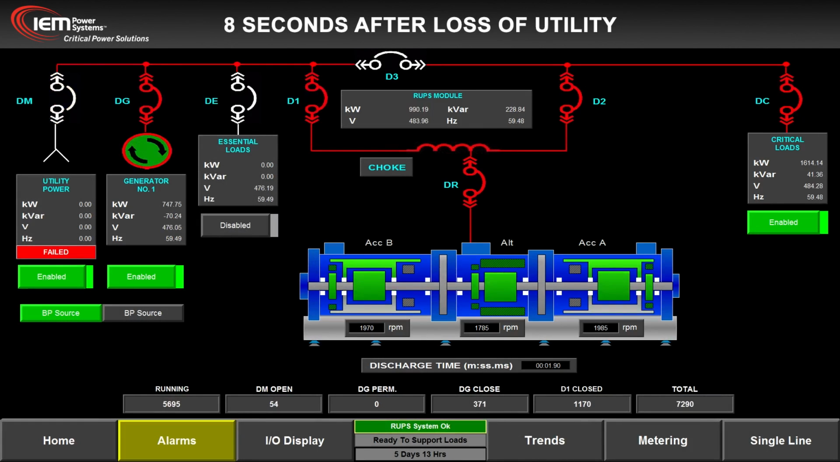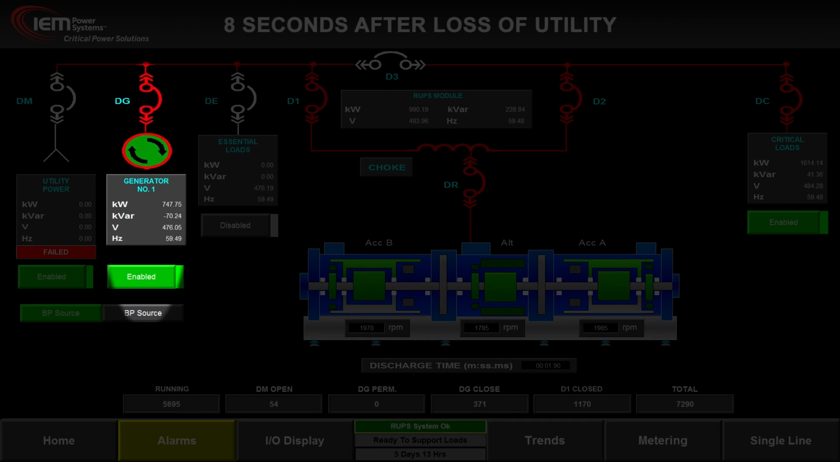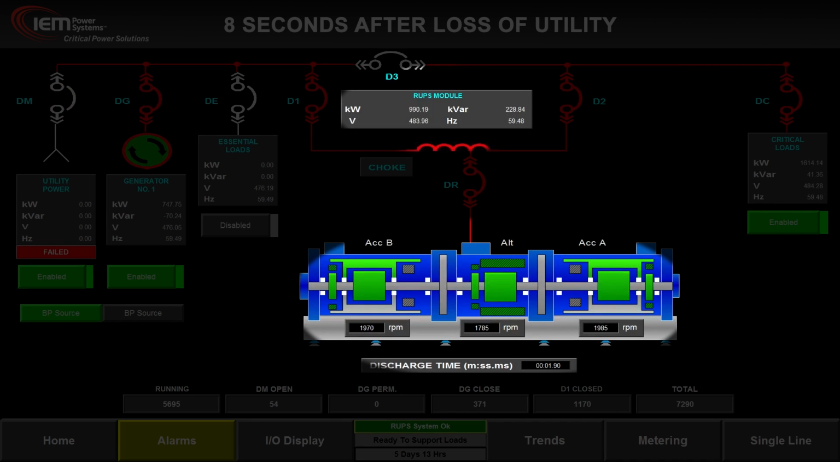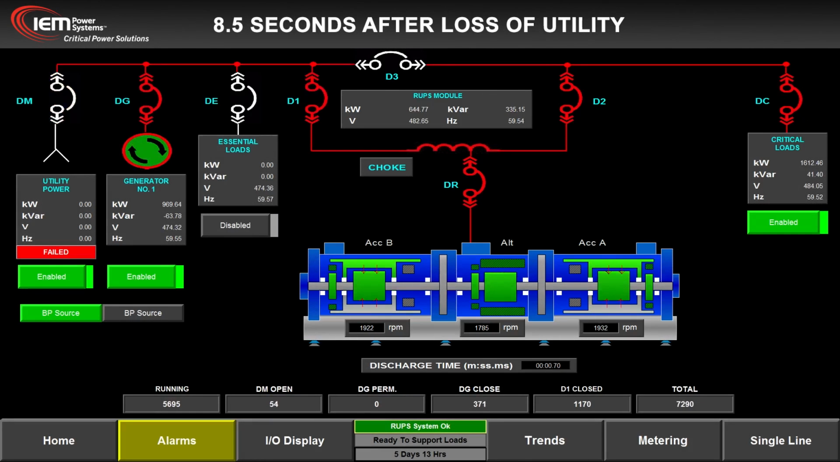8 seconds after loss of utility power. The generator is accepting more load. The generator continues to support the critical load with nearly 750 kilowatts. The Rotoblock is still contributing about 1000 kilowatts of power to the critical load. The Rotoblock is almost fully discharged at 1970 RPM. At 1800 RPM, it will reach parity with the alternator and stop discharging.